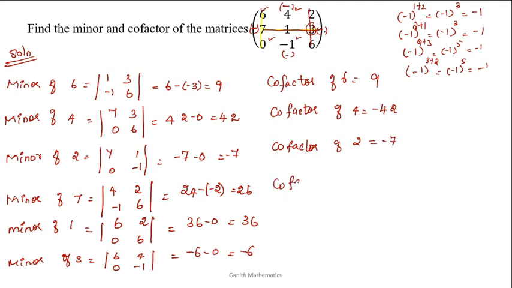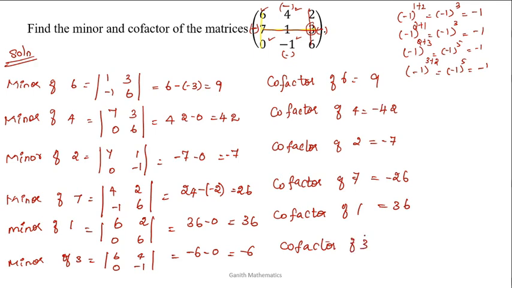And cofactor of 7, that is in the position of a 2 1, so we'll put a negative, so it is minus 26. And cofactor of 1, it is in the position of a 2 2, so that will be positive, that is 36, right? And cofactor of 3, that is the position of a 2 3, so that is negative, we know that, right? So it is minus of minus 6, it will be positive 6, right? We can find it in a similar way for the last row.